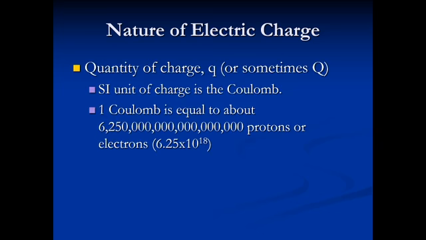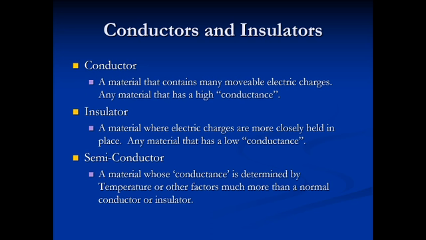Now, when we talk about electric charge, we either use lowercase q or capital Q, and the SI unit for that is the coulomb. 1 coulomb is about 6.25 times 10 to the 18th either protons or electrons, positive or negative. But then we can break down the types of materials that we have. Conductors are basically anything where electrons are free to move. They have a high conductance. They're able to do that.